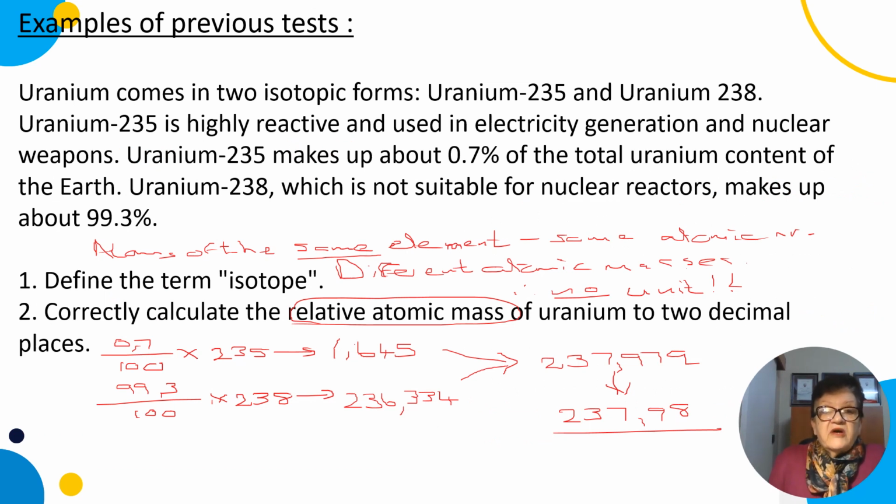Here we have information about uranium-235 and 238. So it means two atoms of uranium having different atomic masses, and you have isotopes of this uranium. The first question asks to define the term isotope. Please do not describe what an isotope is. Give the correct definition. It is atoms of the same element having the same atomic number but different atomic masses.